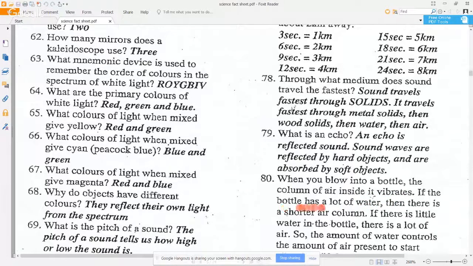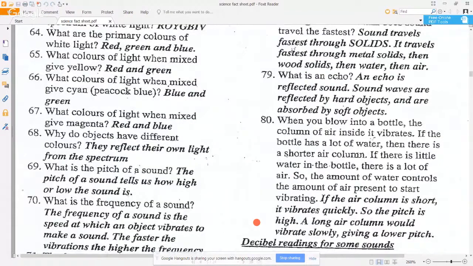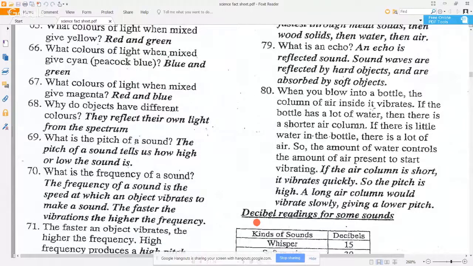If the bottle has a lot of water, then there is a shorter air column. If there is a little water in the bottle, then there is a lot of air. So the amount of water controls the amount of air present, right?